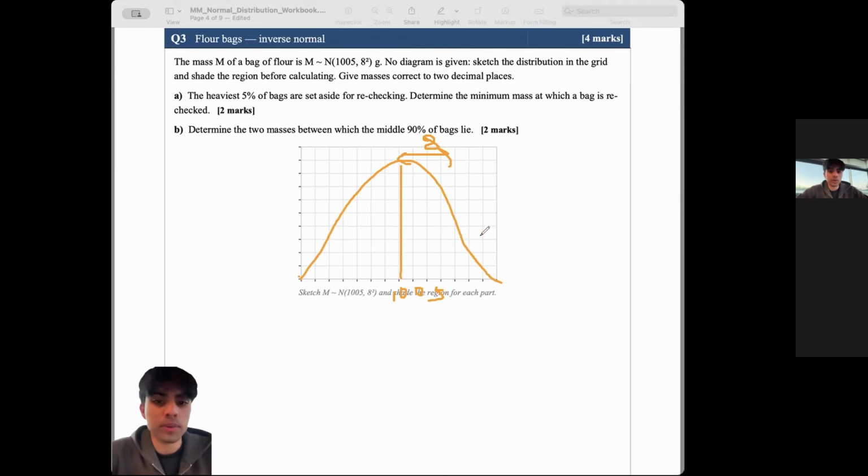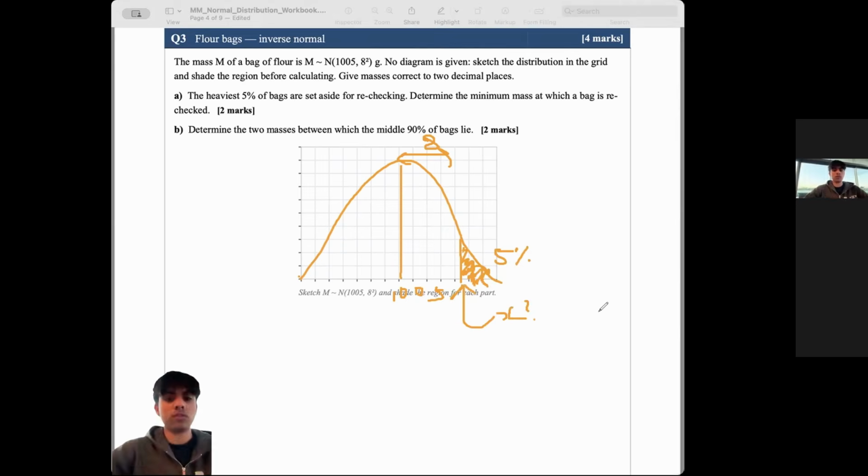All right, so what we want to do is find at which area. We know that if we have this area on this right-hand side here, that's going to be 5%. We just want to find what X value corresponds to that 5%. Now, for a question like this, we need to find the Z score that actually corresponds to having a 5% tail here.